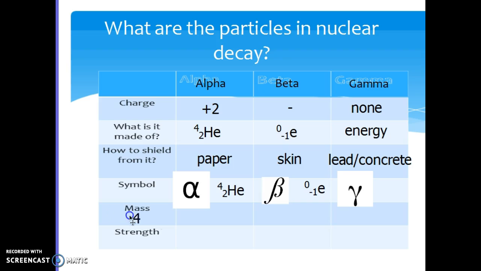Okay, its mass. 4. No mass. And then none. Gamma rays really aren't anything but a bunch of energy. Okay, so remember the 0 for the mass for the electron comes from here, and the alpha particle comes from here. Then the strength, as we said before, it increases. So the strongest of these would be gamma, the weakest would be alpha.